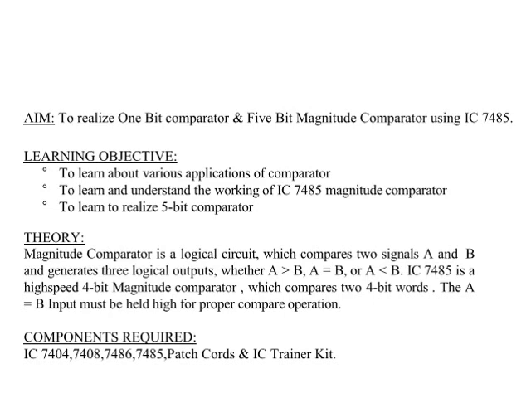So the aim of the experiment is to realize 1-bit comparator and 5-bit comparator using 7485. So the 5-bit comparator will be using the IC 7485, which is the comparator IC itself. The 1-bit comparator we will be doing by simple gates.